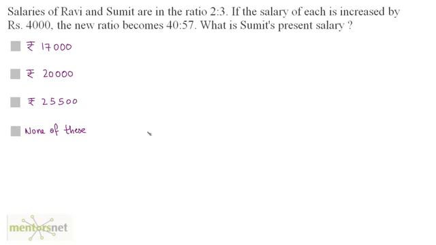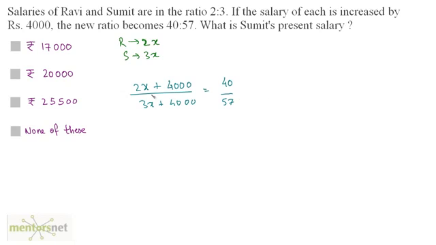Now the salaries of Ravi and Sumit are in the ratio of 2:3. So I can say that Ravi's salary is 2x and Sumit's salary is 3x, right? Now the salary of each is increased by 4,000 and the ratio becomes 40:57. So if I increase the salary of each, (2x + 4,000) divided by (3x + 4,000) is equal to 40/57.